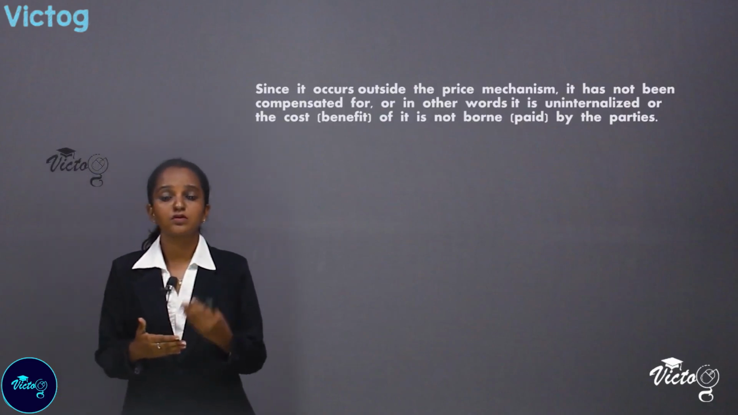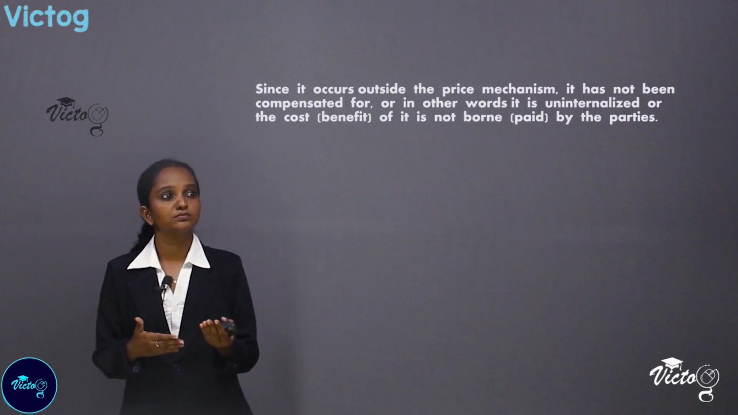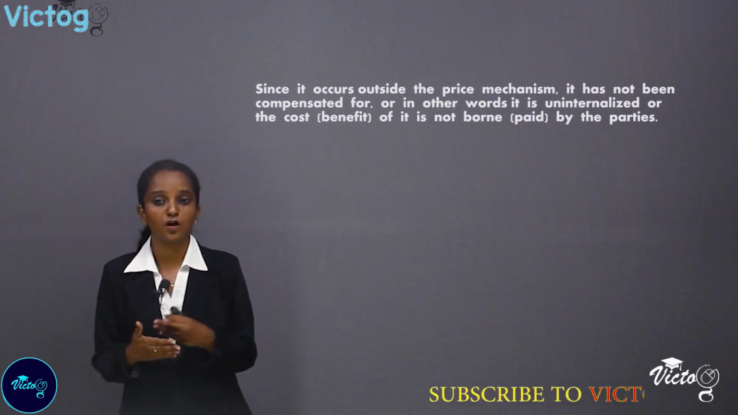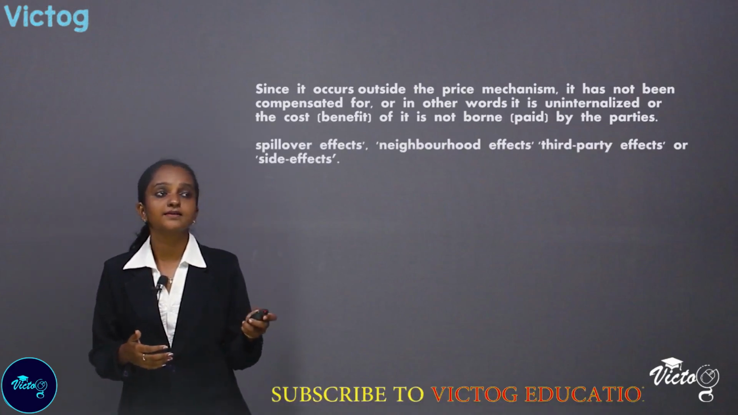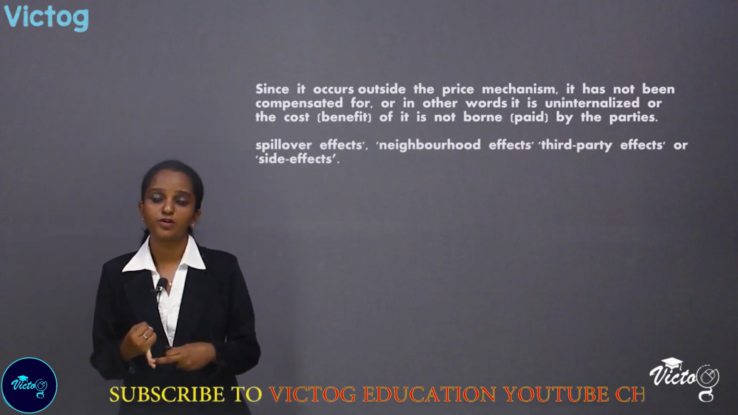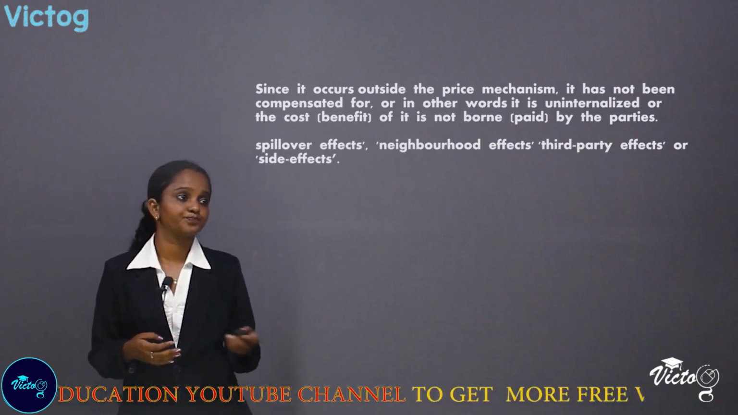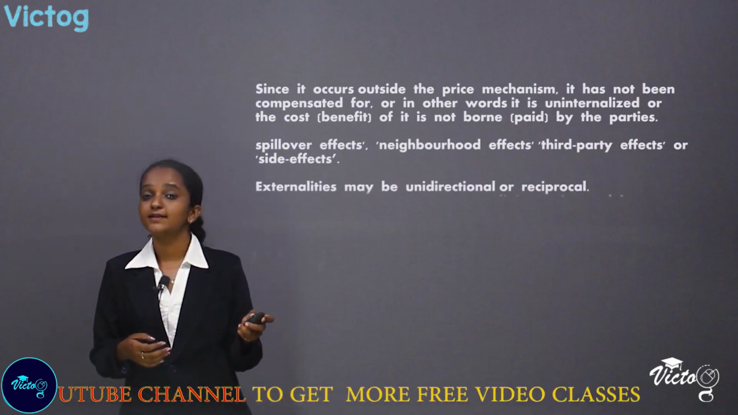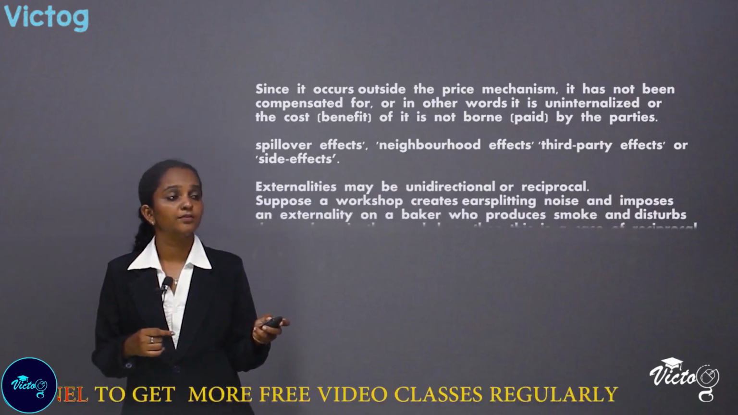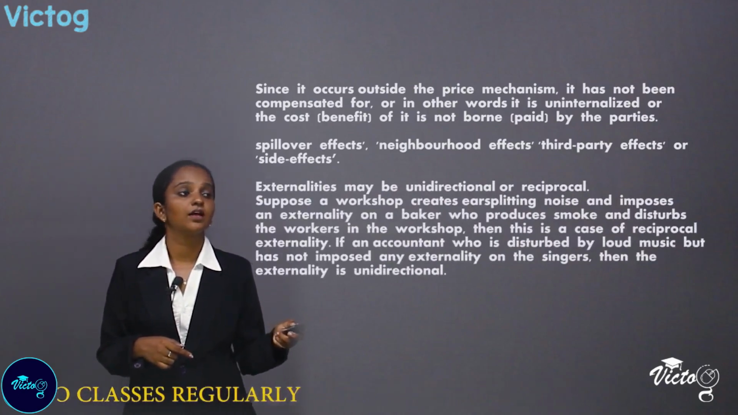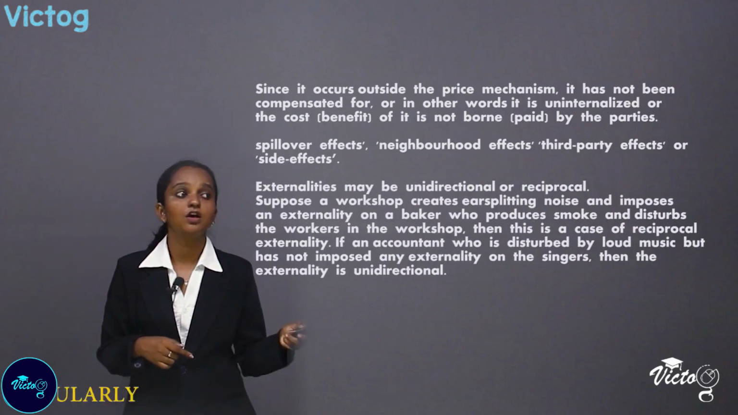Since it occurs outside the price mechanism, these things are not compensated. Externalities can also be known as spillover effects, neighborhood effects, third party effects, and side effects. Externalities can be of two types. It can either be unidirectional or reciprocal.